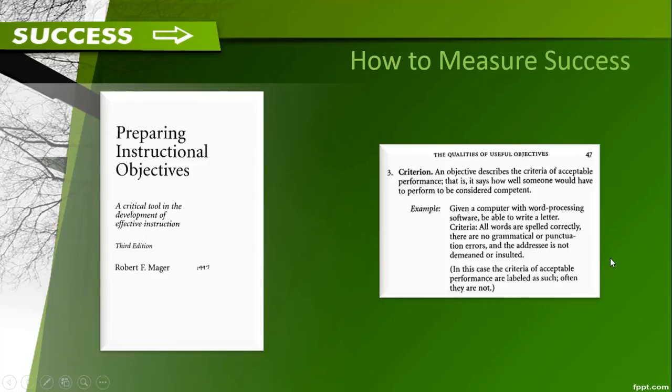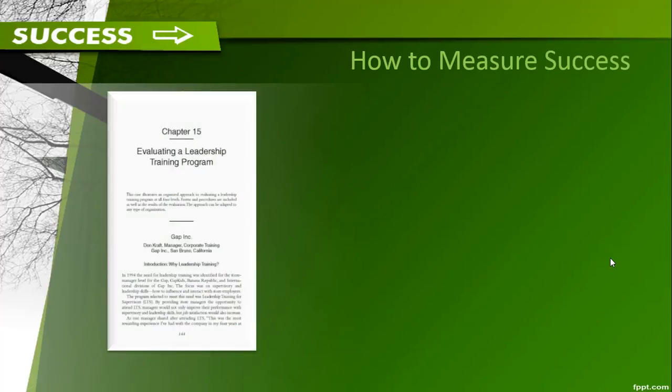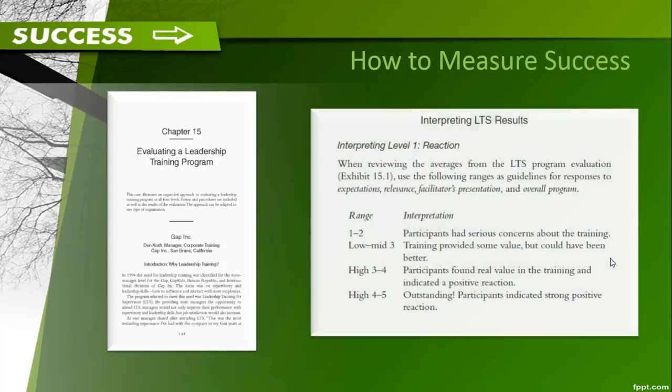In the case of our course, the chapter 15 provides some good guidelines to interpret results, in which they detail what are the different ranges in which people can perform or can respond. And from there, once you have this defined, you can actually determine what is your measure of success. At what level do you want to say, hey, if my responses were at the level of 4 or 5, then I have been successful in this course.